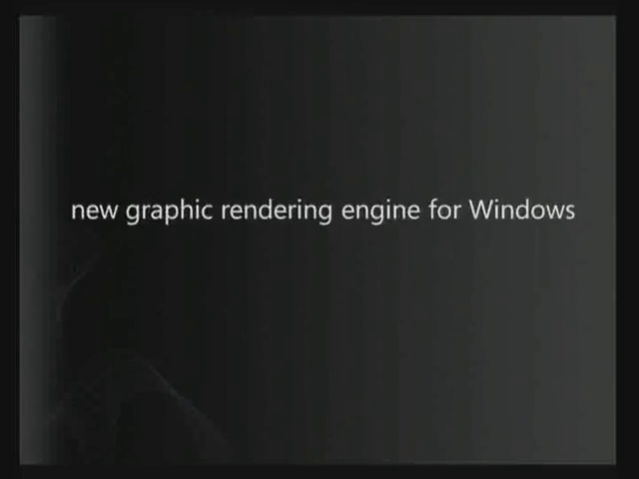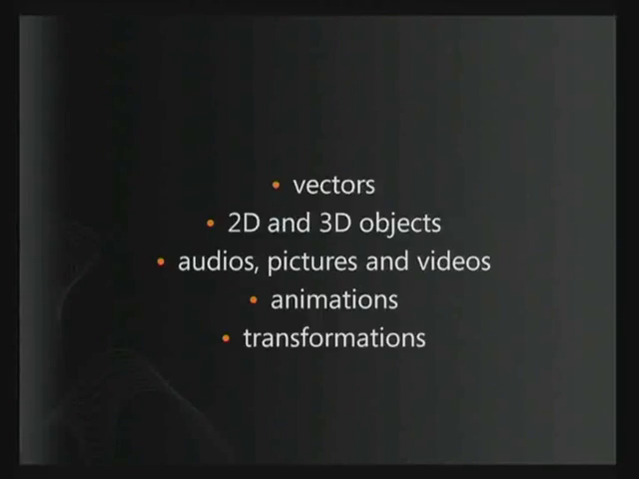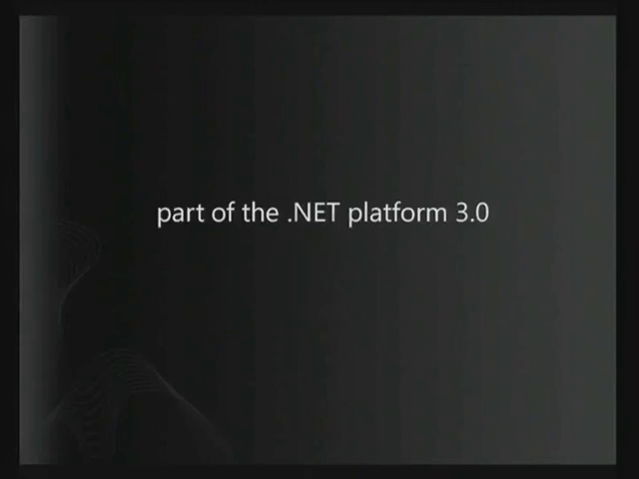So WPF brings a new rendering graphics engine for Windows. It's on top of Windows. You just install the .NET Framework to have WPF. And you can manipulate vectors, 3D objects, 2D objects, audio, video, music. You can make animations on all these objects and make some transformations to have, for example, a shape moving to another shape. So that is what you can do with WPF.